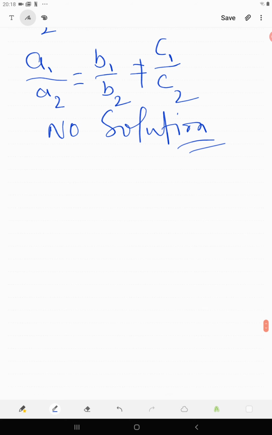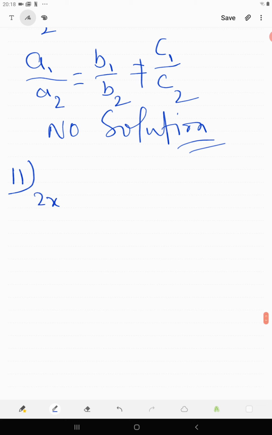Since there is no solution, because we can find the solution only in the case of unique solution, as per the question. We need to find the solution only in the case of unique solution. So since there is no solution, we cannot find anything. So we'll stop over here. Let's see the second problem now.